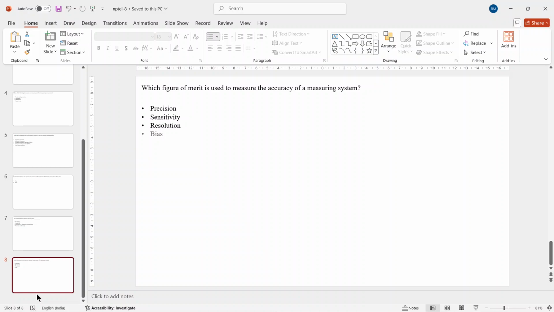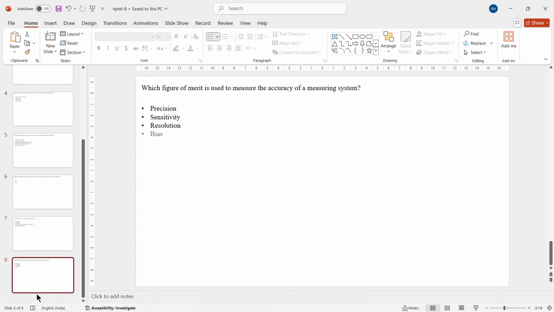And last is the bias of a measuring system. The bias of a measuring system is the main factor which tells you if the system is properly measuring the material's properties or not. So bias in a measuring system is basically what is termed as the accuracy of a measuring system. And bias is the only figure of merit which should be observed in the assessment of a measuring system. So that's bias.